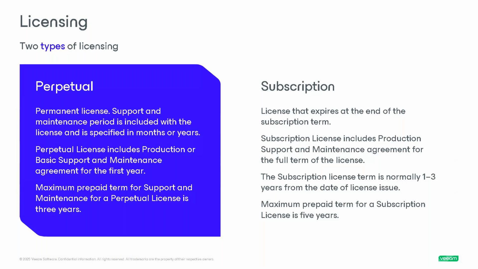And just to reiterate that, there's a perpetual and subscription model for the licensing. Perpetual is permanent, so you get support and maintenance on a recurring basis, but the product itself is perpetual. And subscription, the license expires at the end of the term, and it's normally 1 to 3 years, and there are grace periods and stuff like that, but that's the idea.